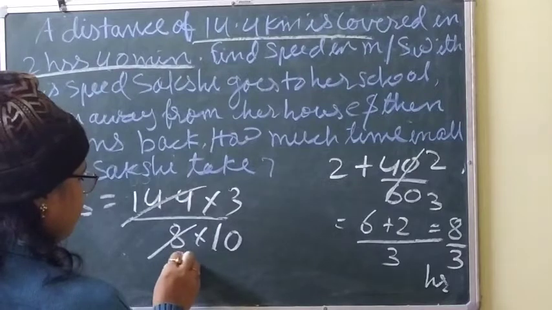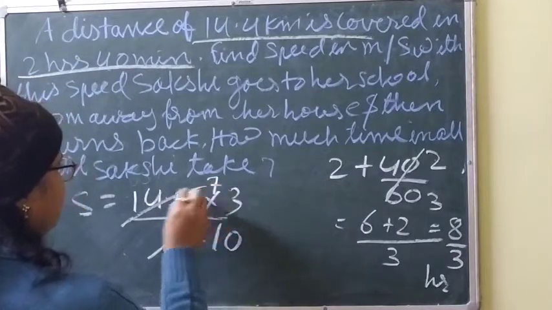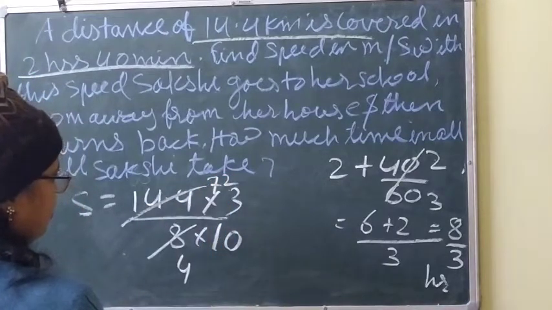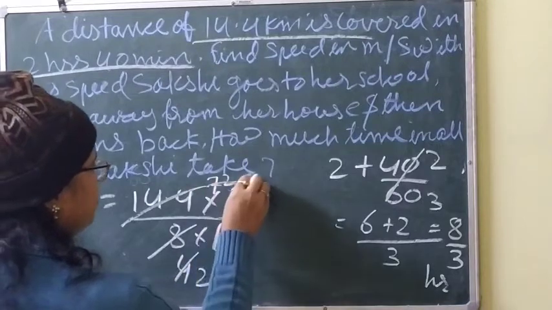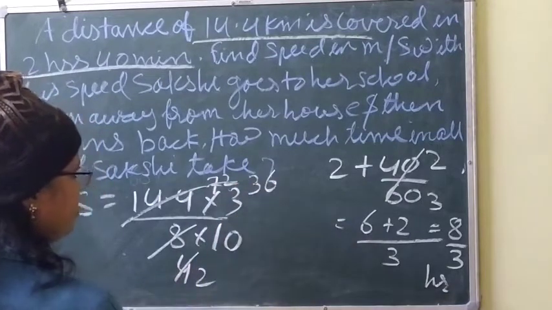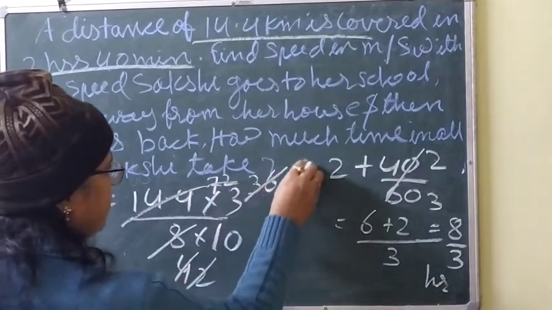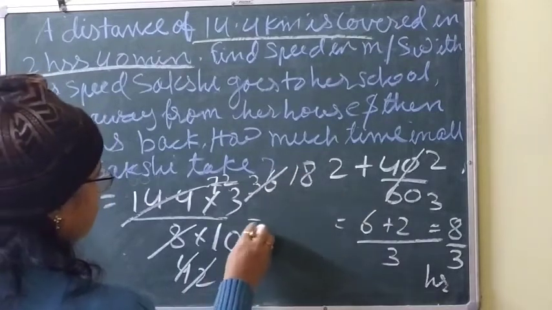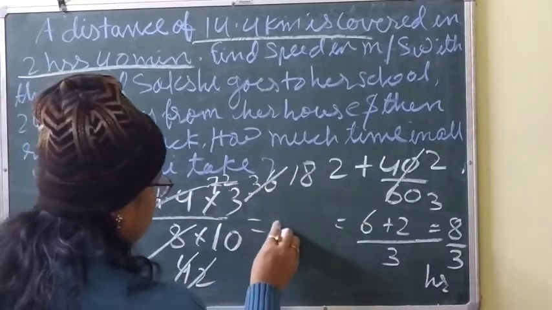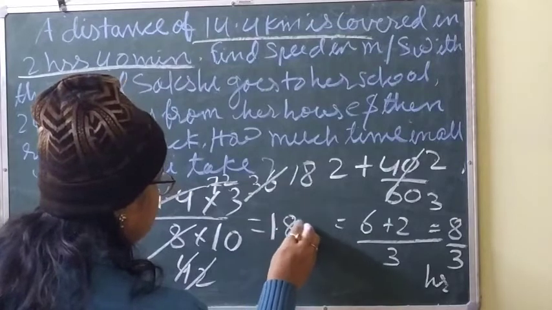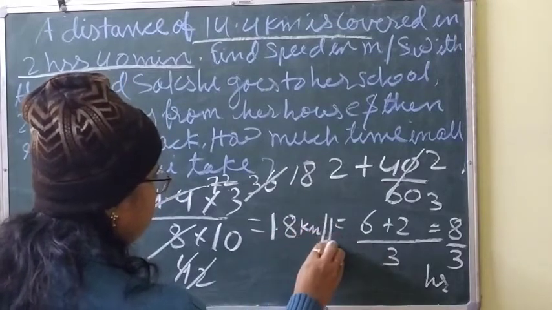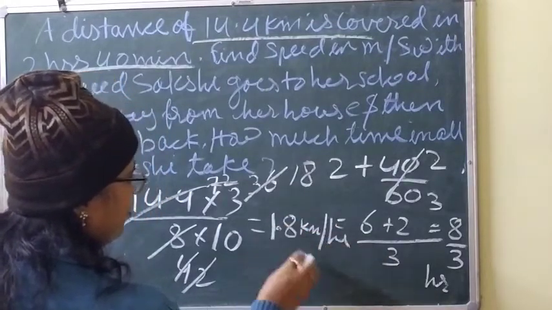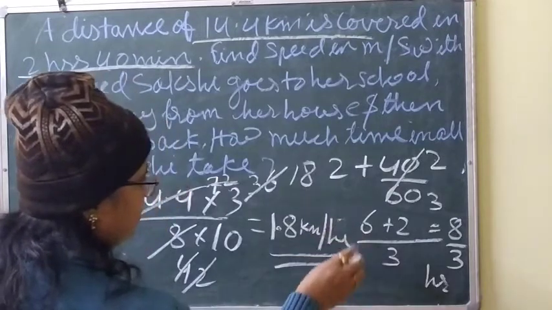2 4s are 8, 2 7s are 14, 2 2s are 4. Okay, then 2 2s are 4, 2 3s are 6, 2 6s are 12. Then again 2 and 18. Clear? So 18 means 1.8 kilometer per hour. So 1.8 kilometer per hour will be what?